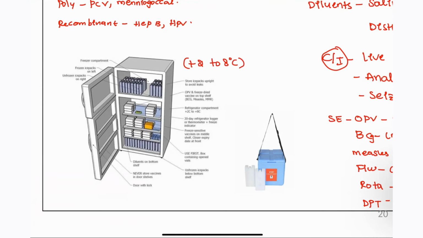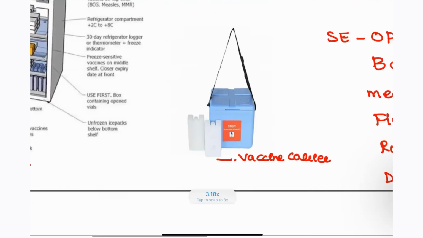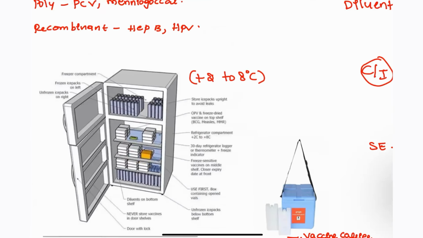This is the refrigerator we are going to use. And this is the one which will be carried by transport. This is known as a vaccine carrier, used by the ASHA workers to reach the centers. This is known as the cold chain process, and the temperature is +2 to 8 degrees that we are going to use.